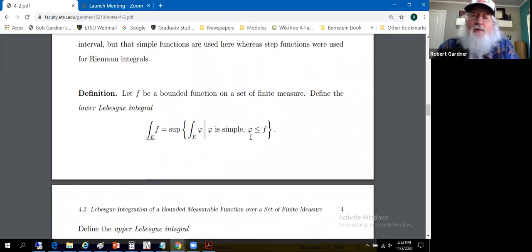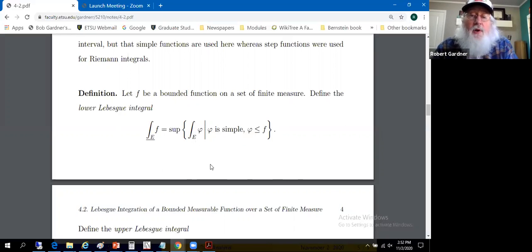We're taking lesser simple functions. So I expect the specific integrals to be, quote unquote, too small because we're taking lesser functions here. And then take a supremum, just like you did with step functions when you were dealing with lower Riemann integrals. And what'll come next will be the upper Lebesgue integral.